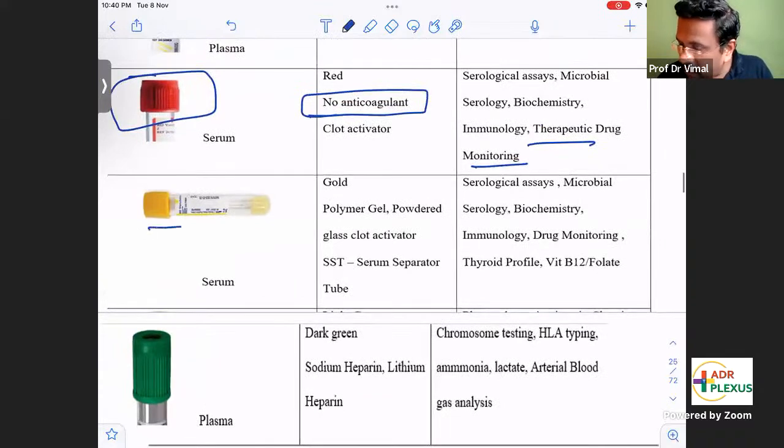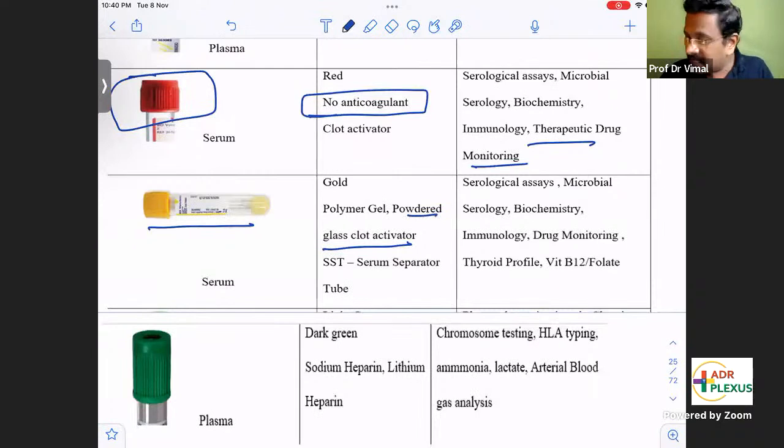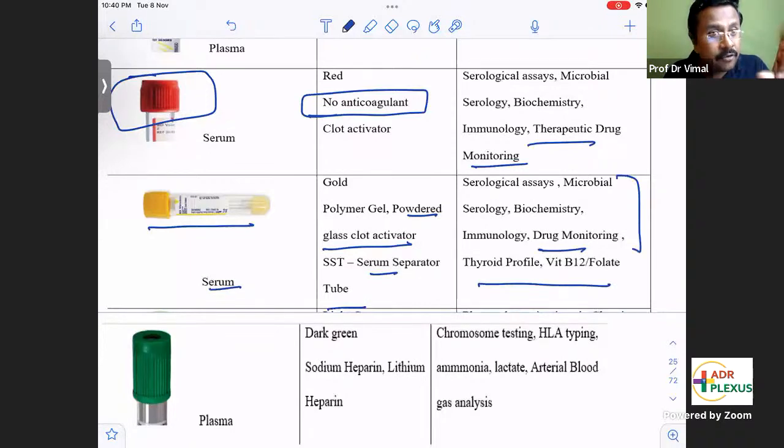And the golden yellow colored one, which will contain the glass clot activator and a serum separator tube. Here also the serum will be collected. It is almost similar to the red top one. In addition, for drug monitoring, thyroid profile, and vitamin B12 and folate, you will use a yellow top, that is a golden yellow colored one topped vacutainer.